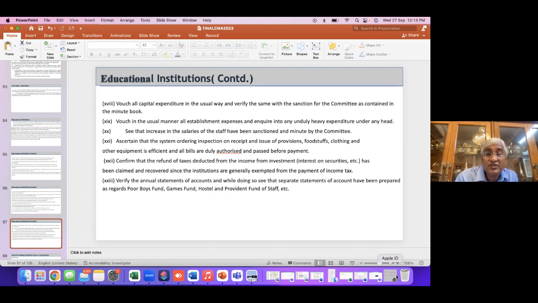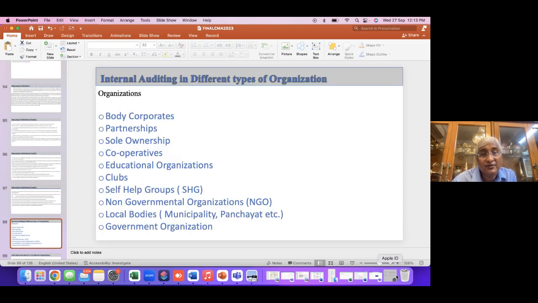Verify the annual statements of accounts, and see that separate statements of account have been prepared for the Poor Boys Fund, Games Fund, Hostel Fund, and Provident Fund of staff, etc. So this is again an organization where we have covered the typical points which may come, because a hospital has a difference with a school or an educational institution. Again, there are different structures in the organization.